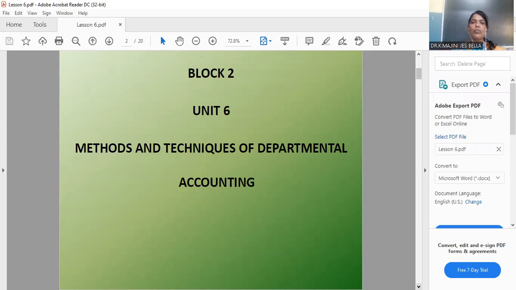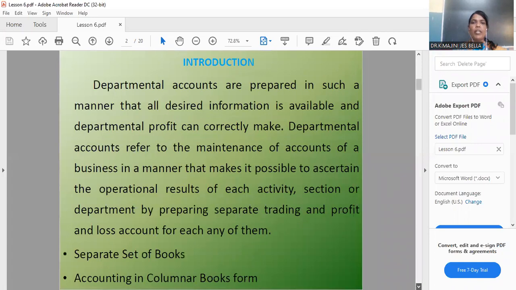In this class, we are going to learn about methods and techniques of departmental accounting, 6th unit, block 2. In the previous class, we learned the introduction of departmental accounting. Now, in this chapter also, let's see the introduction of departmental accounts. I have given small hints in this unit about departmental accounts. After that, we'll see the techniques.